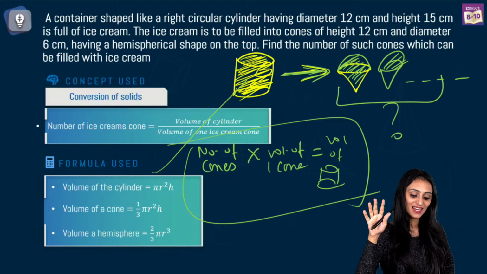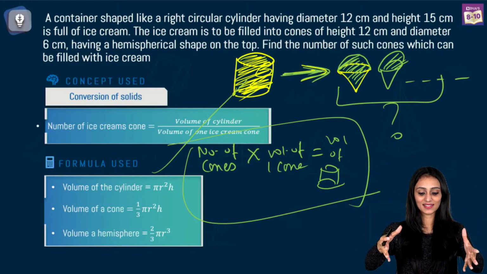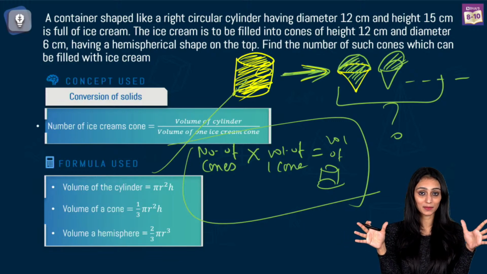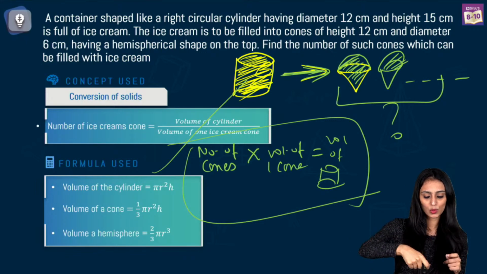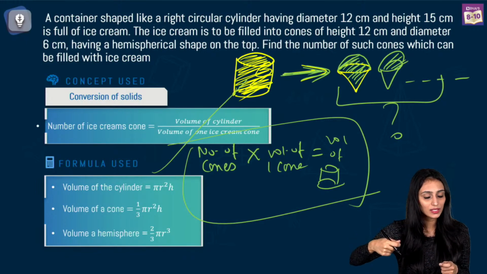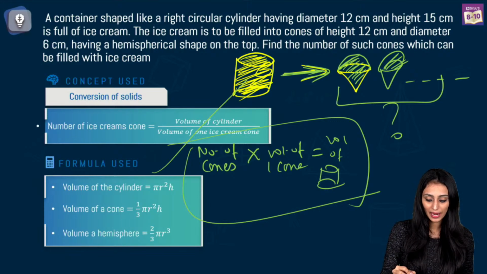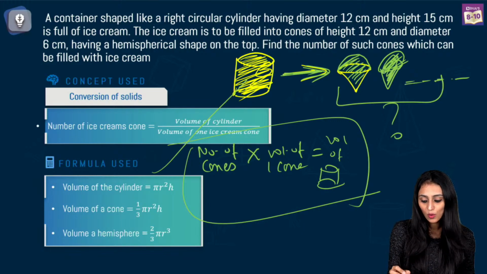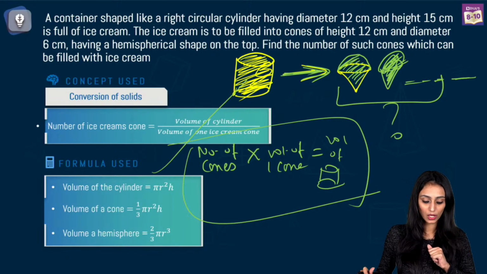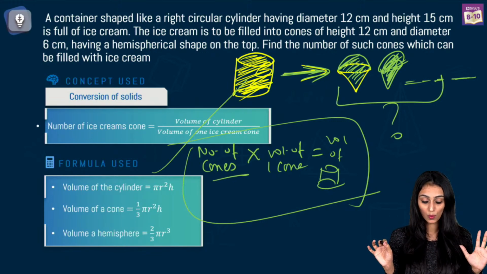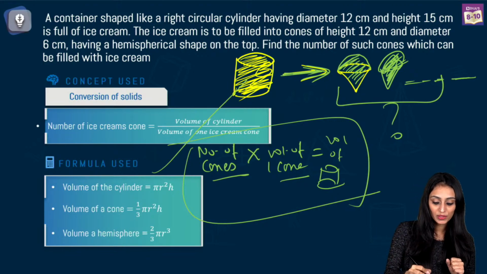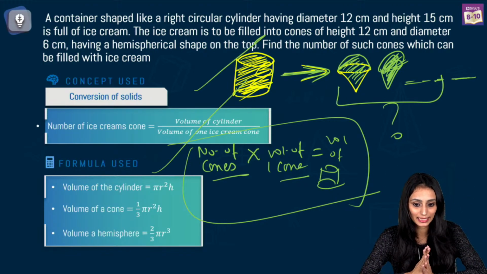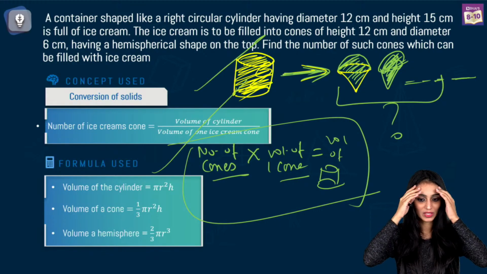See, we have a cylindrical vessel, a cylindrical shaped container, completely filled with ice cream. Now we have to fill ice cream cones with it. We all have seen ice cream cones. We will scoop out ice cream from the cylindrical container and fill the ice cream cones completely with it. I don't know how many cones can be filled. How do I find this out? If I multiply the number of cones with the volume of one cone, that would give me the total volume of this cylindrical container. Makes sense?